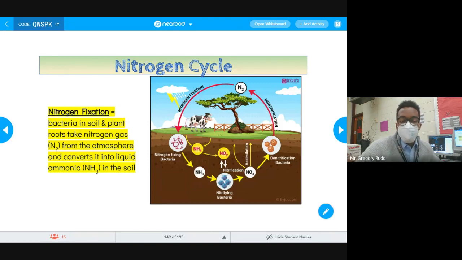Nitrogen fixation is the process by which bacteria take nitrogen gas from the atmosphere and convert it into ammonia, NH3. It's called fixation. When you take something from its gaseous form and you put it into a liquid or a solid form, that's fixation.